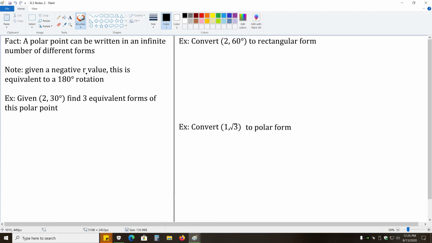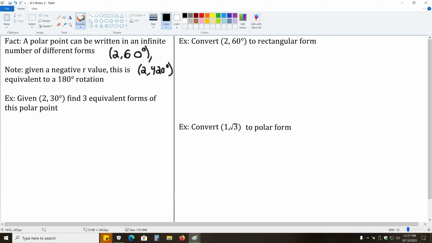All right, so from here, we have a fact that says a polar point can be written in an infinite number of different forms. So just a quick way on how that could be true. Think about what happens if we have the point (2, 60 degrees) and the point (2, 420 degrees). What do you notice about these 2 points?